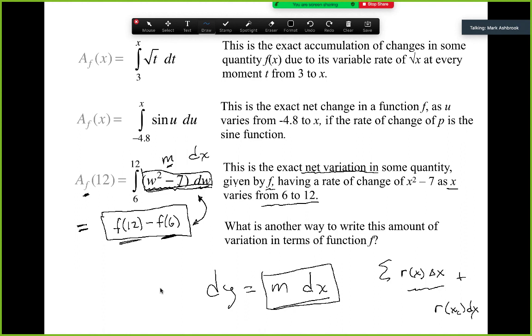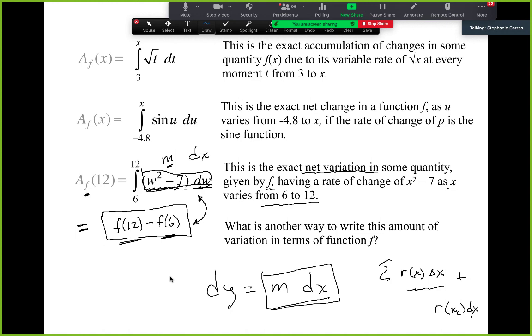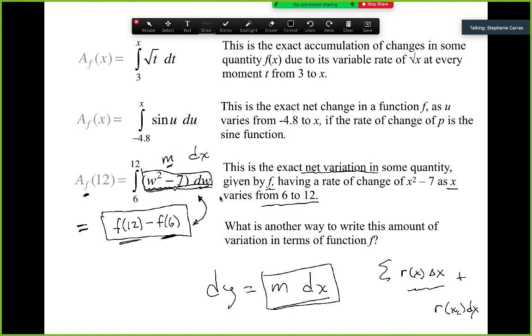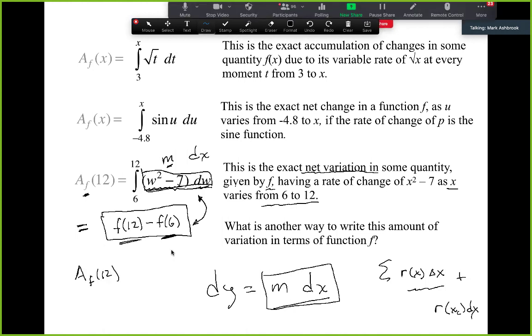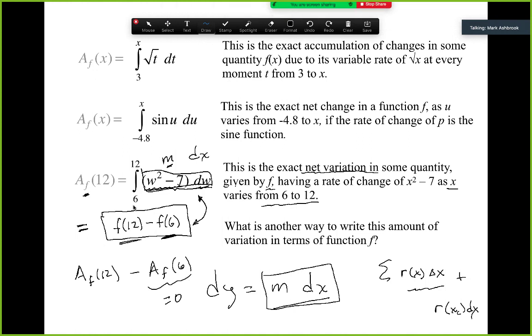Thank you. All right. Sorry, I was just wondering, would that be f of 12 minus f of 6? Would that be the same thing as A f of 12 minus A f of 6? Well, it's the same value, but A f, yes, it is. So, but A f of 12 is this, right? What is A f of 6? Just 0, right? So this is equal to 0 because it's the net change. Yeah, does that make sense? Yes, thank you. But neither of these are 0, right? These are both amounts of the function. Yes. Okay, very good.